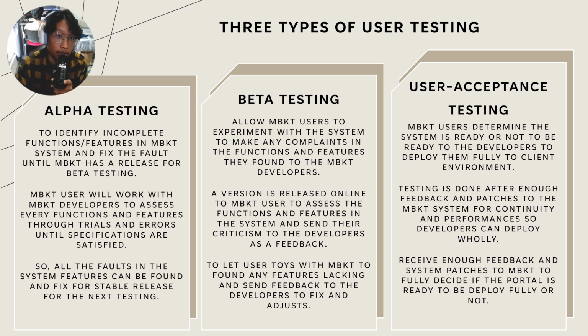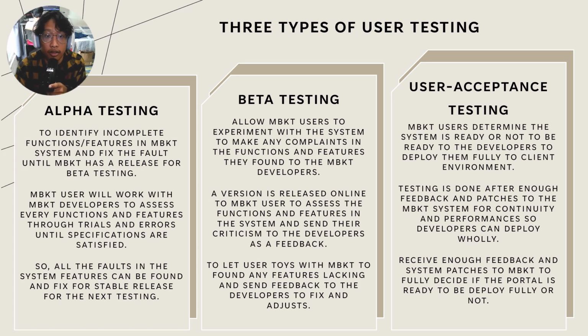For user testing for the MBKT system, we will conduct three different user tests. The first one is called alpha testing, which is to identify incomplete functions or features in MBKT and fix them until MBKT has a stable version for the next test. To do so, MBKT users and the developers team work together to assess every function and feature through multiple trials and errors until all specifications are fulfilled.